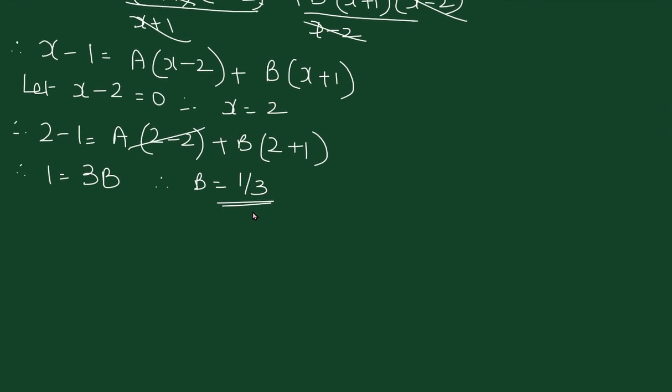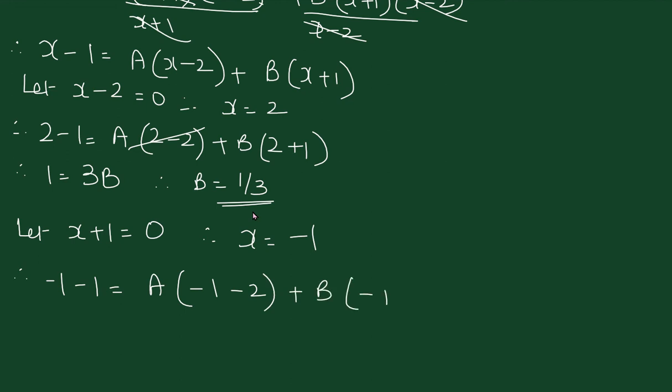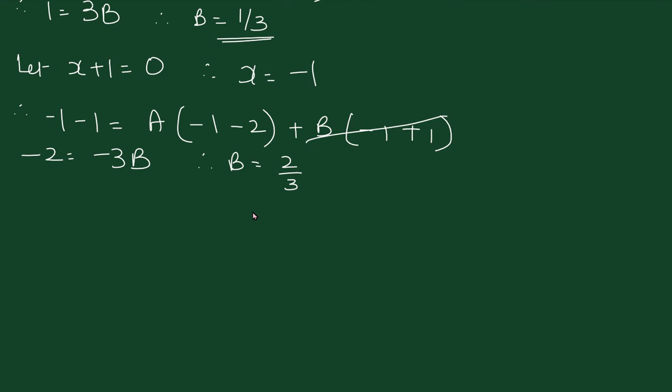Now the next term, let the second bracket, that is x plus 1, is equal to 0, and therefore x is equal to minus 1, and therefore we get minus 1 is equal to a into minus 1 minus 2 plus b into minus 1 plus 1. Thus the b term goes away and we get minus 2 is equal to minus 3a, or a is equal to 2 upon 3.